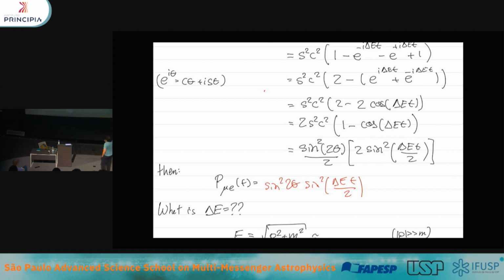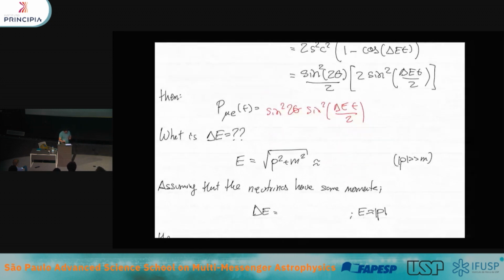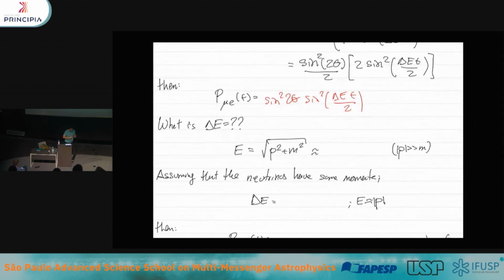So you see that it depends on this mixing amplitude here. That's just given by nature. And then it depends on this energy difference here. So now my question is, how do I find out what the energy difference is? This is where things get a little shaky. Let me be entirely honest. But we're going to follow a simpler approximation where the neutrinos have well-defined momenta.